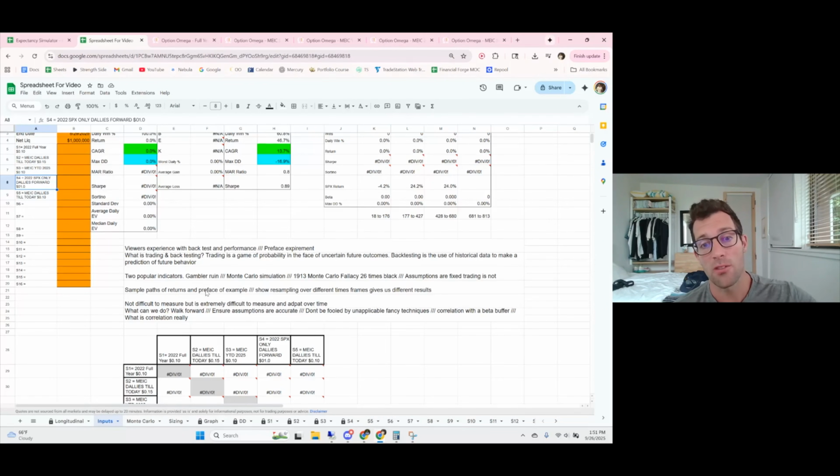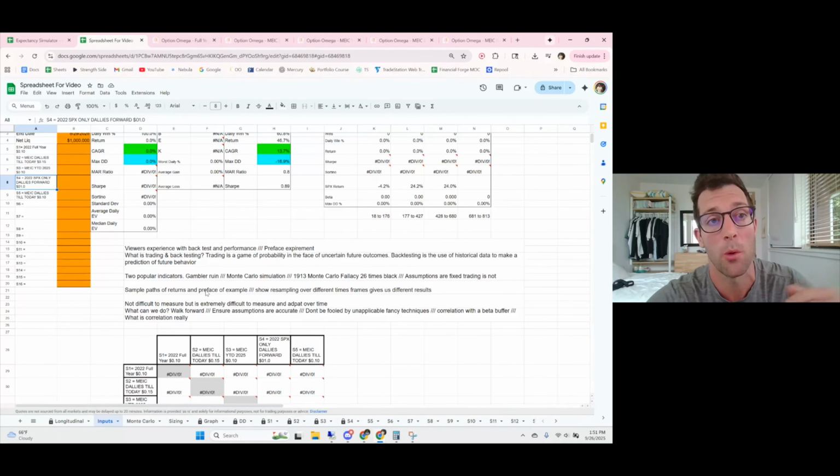Something I'd also like to point out about the Monte Carlo simulation is that it was developed for probabilities. It was actually made on the Manhattan Project. And in 1913, there was the Monte Carlo fallacy at the famous casino, where there were 26 blacks in a row, which is statistically almost impossible. That's a probability that's modeled a lot. And the assumptions in these are fixed moving forward, which trading is not.